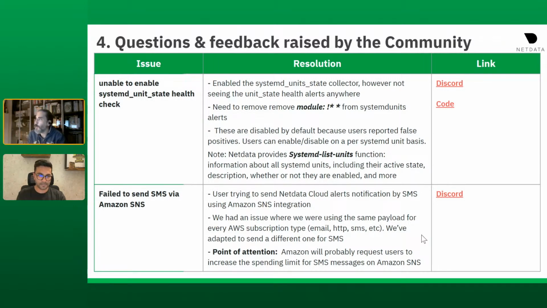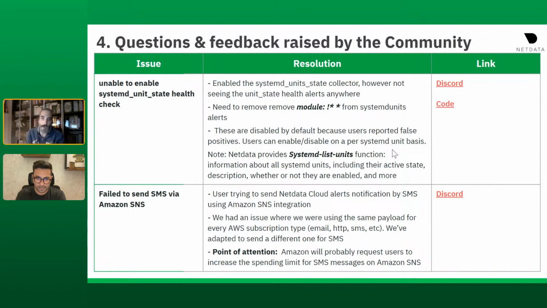The first one was about some users not being able to see alerts on systemd unit state checks. The reason for this is that by default, these are disabled because we got feedback from users saying that there were a lot of false positives being reported by this. If you want to have them enabled, you just need to remove the module ignore wildcard, and then they will start to come. And then, of course, you can enable and disable them on a per systemd unit basis, so you can configure them for the units you want.